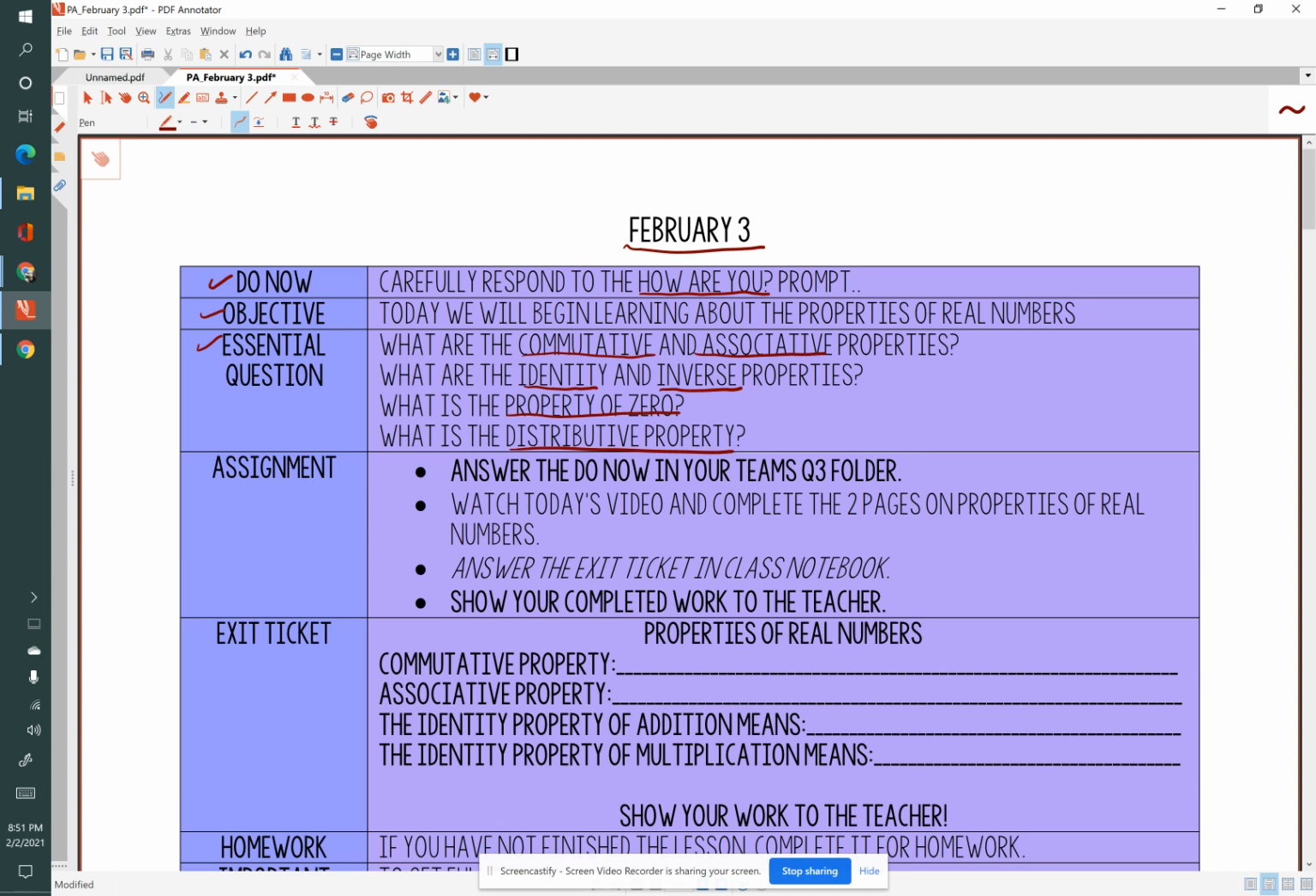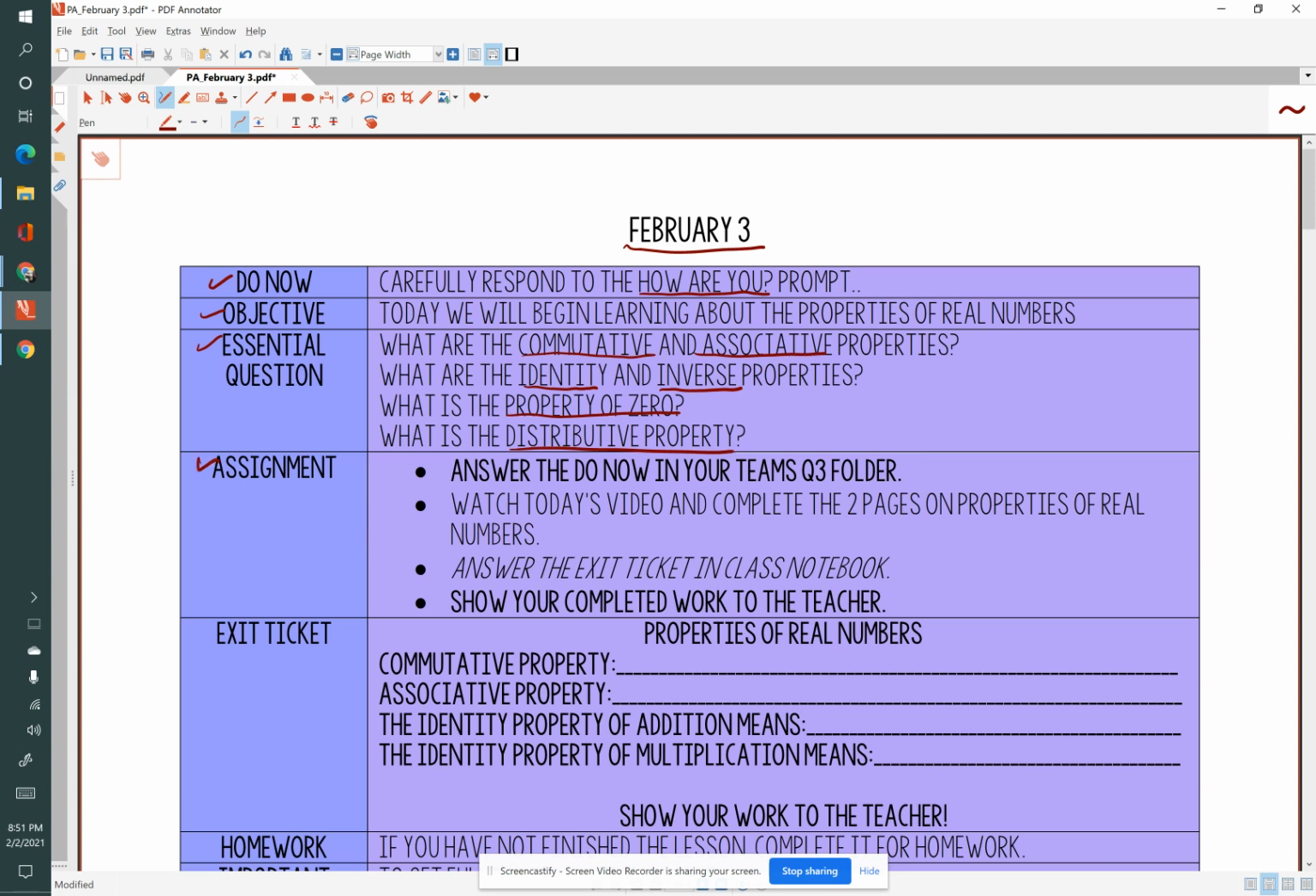We talked about rational numbers, which include natural numbers, whole numbers, integers, and we talked about irrational numbers, which are numbers that do not terminate or do not have a repeating decimal. So all of the real numbers have the properties that we're going to be talking about today.